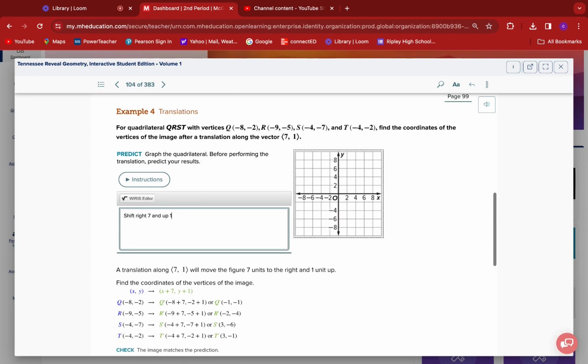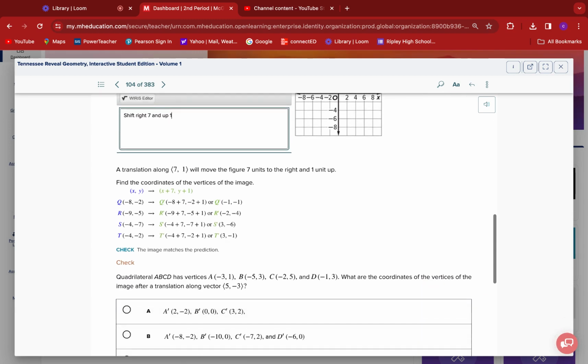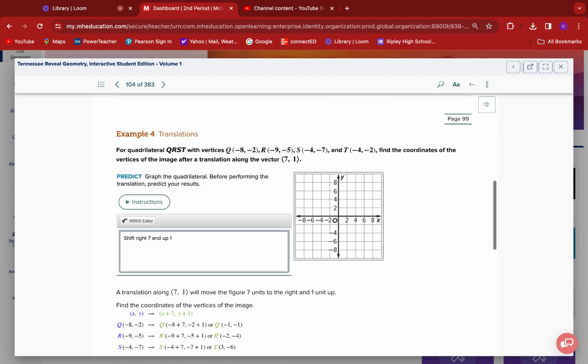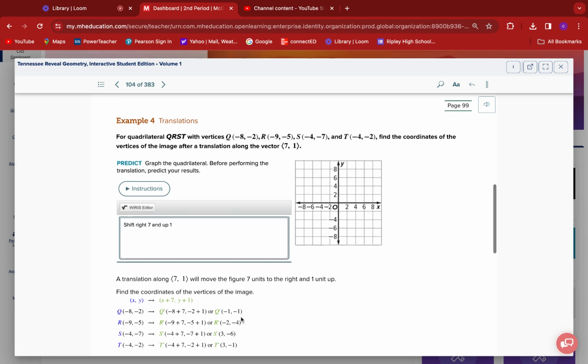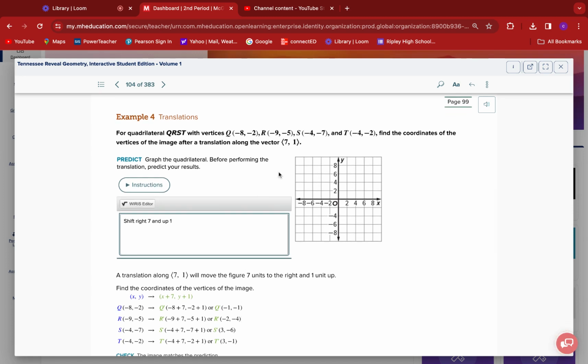All right, I'm just simply adding, you guys. Oh, hey, it did it for me. Lovely. So negative 8 plus 7 is negative 1. Boom. Negative 2 plus 1 is negative 1. Boom. Just adding, you guys. Just adding a 7 to the x values, a 1 to the y values.